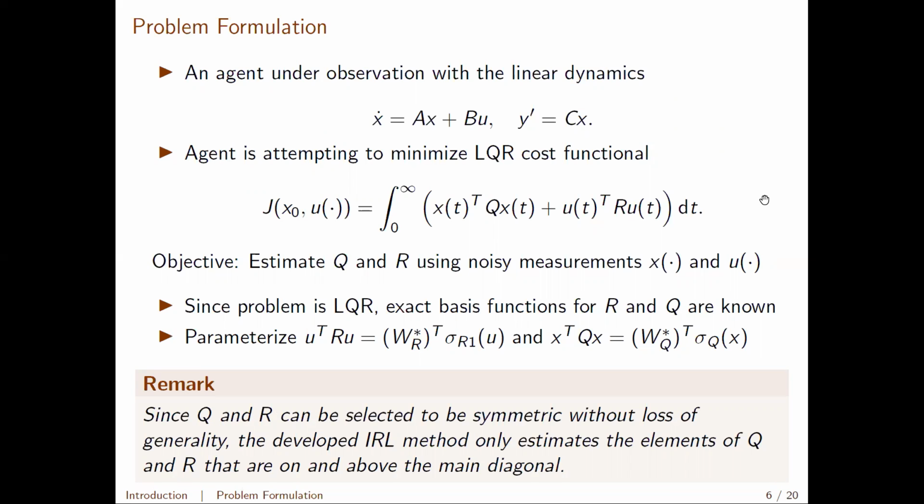Since the problem is LQR, we know the exact basis functions for both R and Q, so they can be parameterized, shown here, such as U transpose RU with ideal weights to be estimated and known features, and similarly for the state deviation penalty. Since this is an LQR cost functional, we know that Q and R are both going to be symmetric, so without loss of generality, we're going to be estimating the elements that go down the main diagonals and the elements that fall above the diagonals.